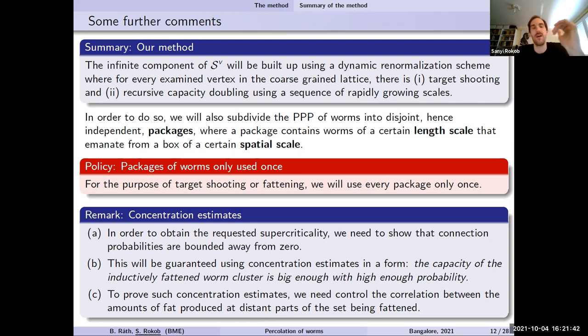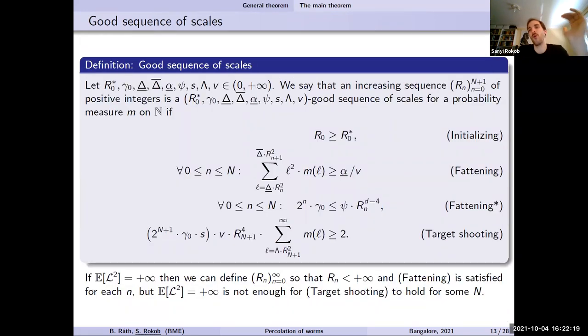I know I'm over time, let me take 2 more minutes. In this construction, we really need to define a sequence of scales, and between the elements of the sequence, there will be lengths which will be used for the fattened set when we are defining the seed. So the main definition, which was omitted from the first half of the paper because it looks very frightening, is this one.